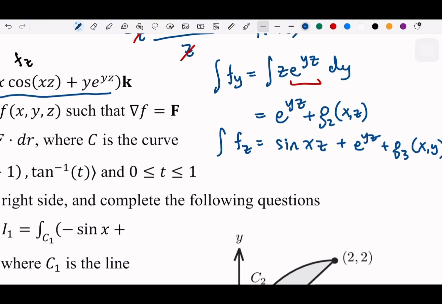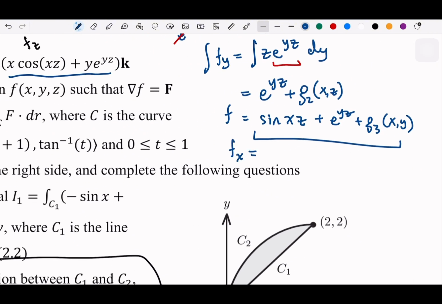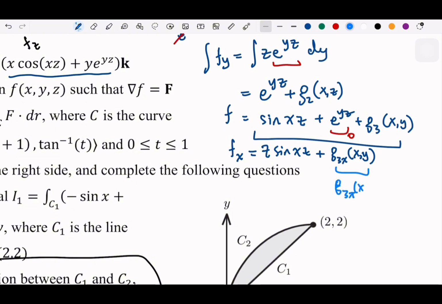So suppose that this is our f. Take this as our f, okay? And then we take the partial x. This will get z sine xz, and this will be zero. And this is supposed to be a function of one variable. So let me write, this will be g3x, which means g3 partially with x of xy. And then we say that this function here is equal to h3 of y.